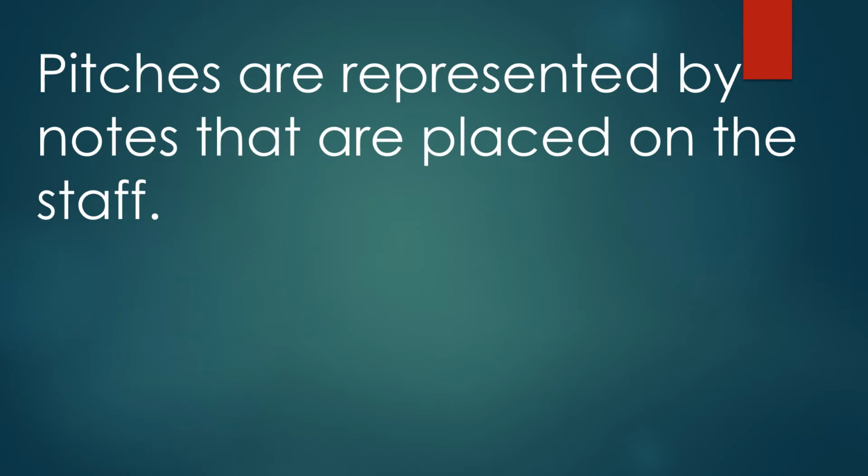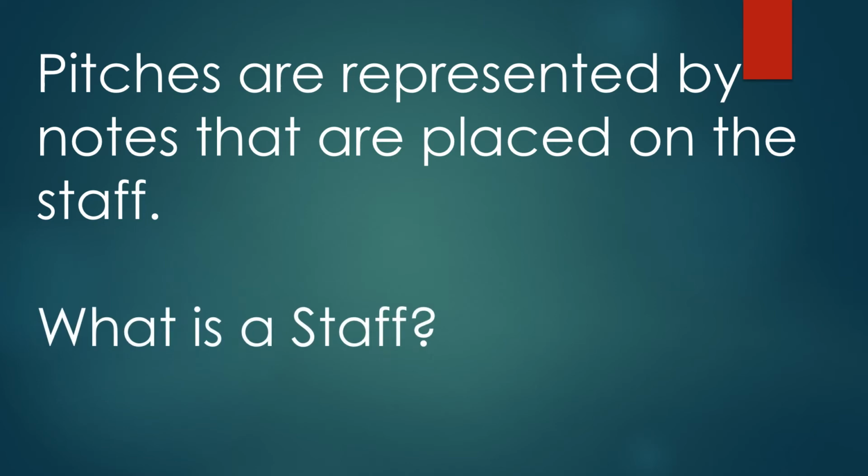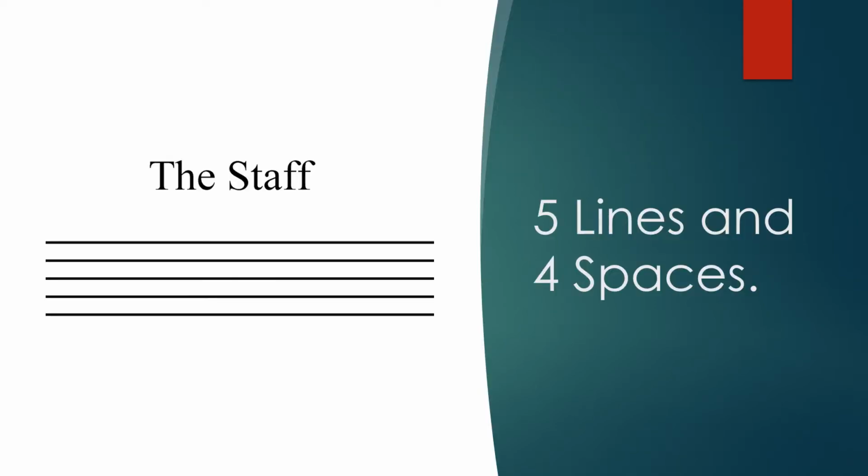Pitches are represented by notes that are placed on the staff. What is a staff? As a review, a staff consists of 5 horizontal lines and 4 spaces. The first line of the staff is always the bottom line, and the first space is always the space between the first and second line.